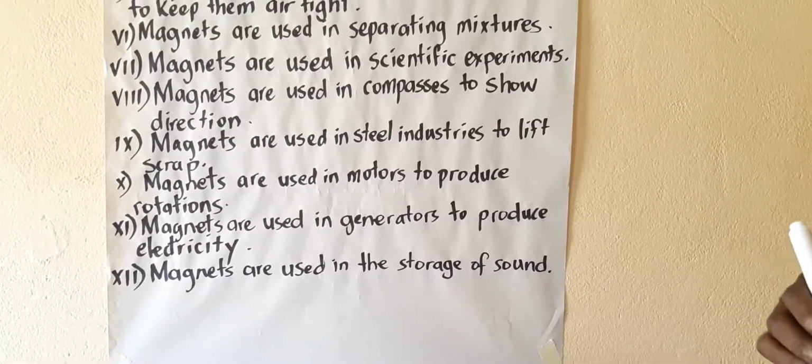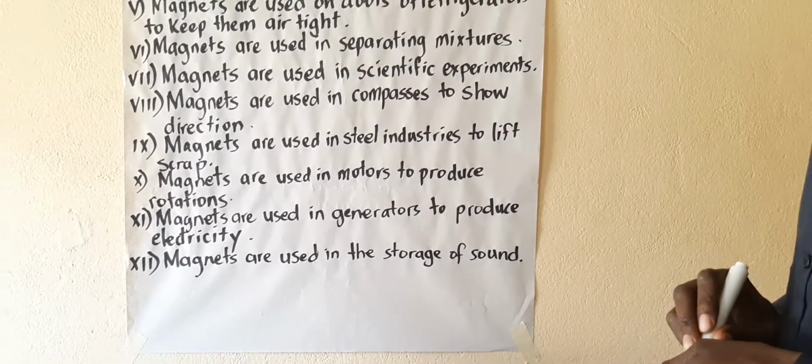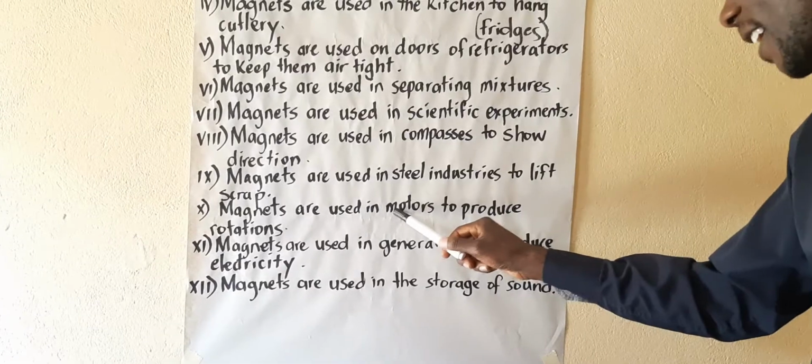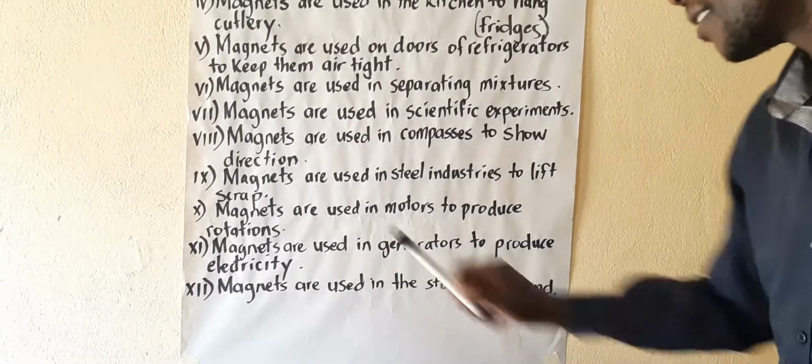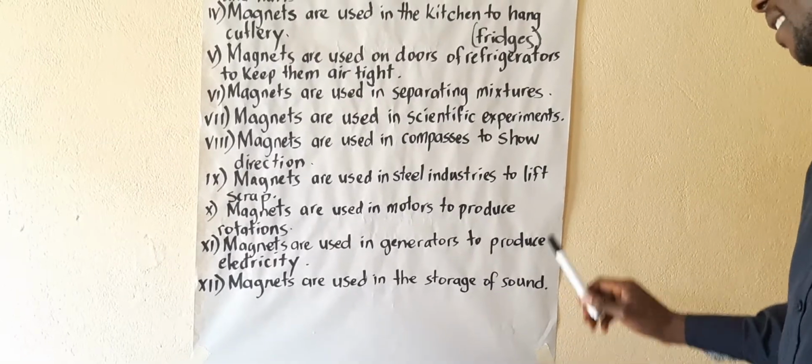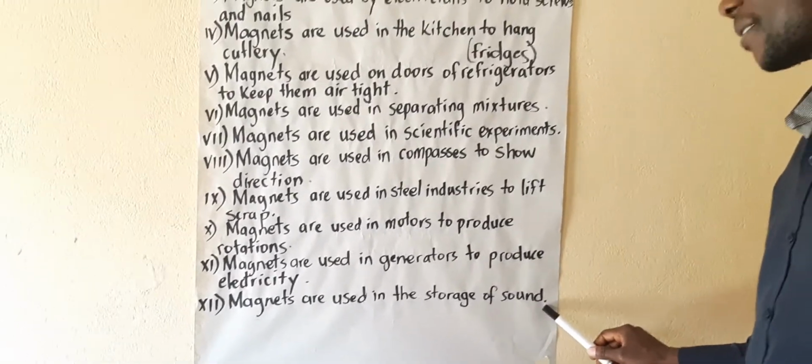Magnets are used in generators to produce electricity. Magnets are used in electric motors to produce rotations. And finally, magnets are used in the storage of sound.